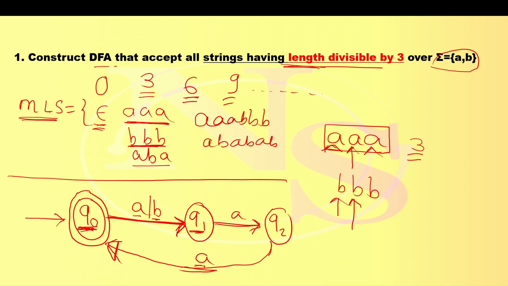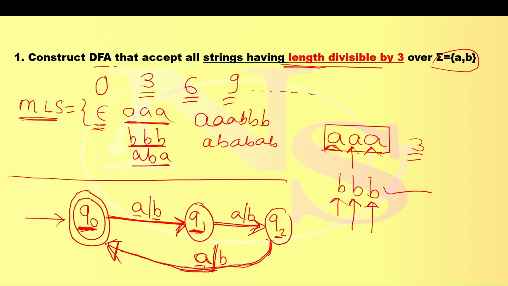The second symbol is B. The automata is at state Q1. Q1 will be reading B also. I can write here A or B. The automata is in state Q2. The third symbol is B. So Q2 will be reading the third symbol. There is already one transition. I can write here A or B. So the transition from Q2 will be reaching Q0, and I can read it like this: Q2 is reading A or Q2 is reading B. So the automata is in state Q0. BBB gets accepted as the automata is in the final state.